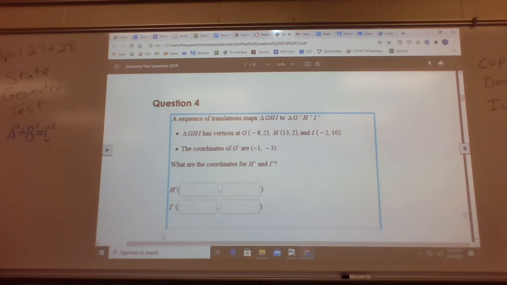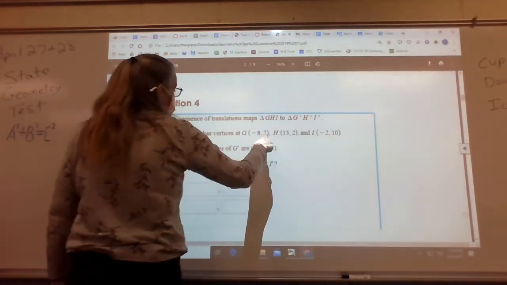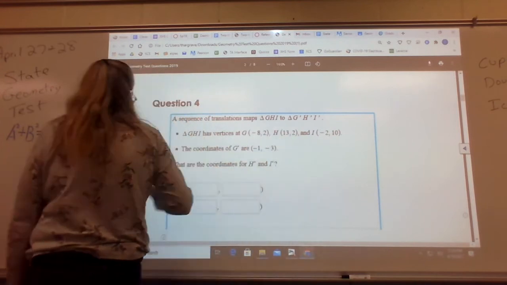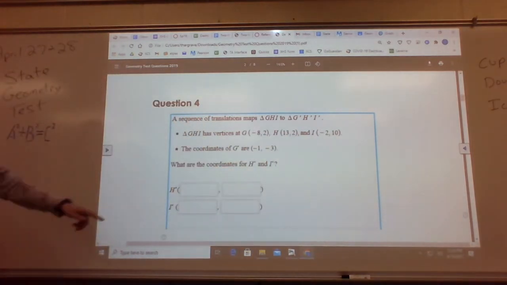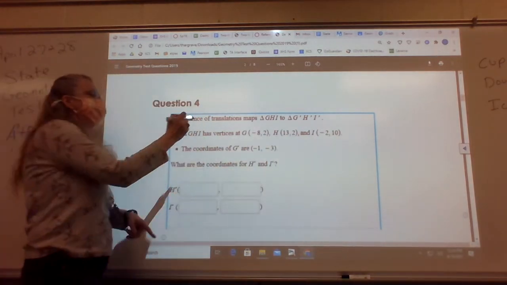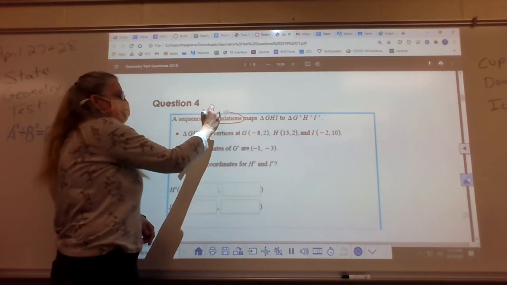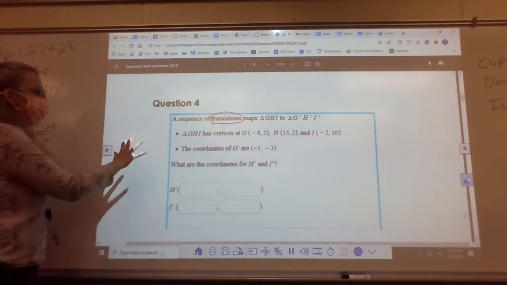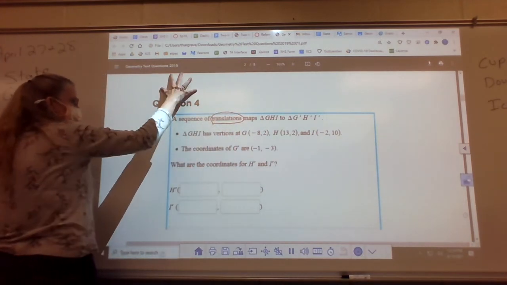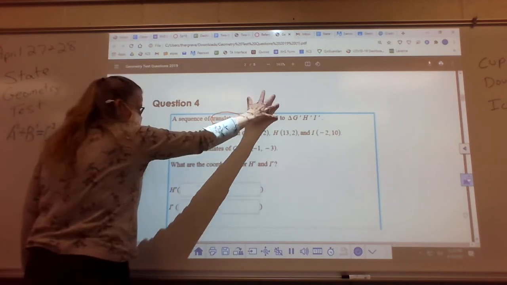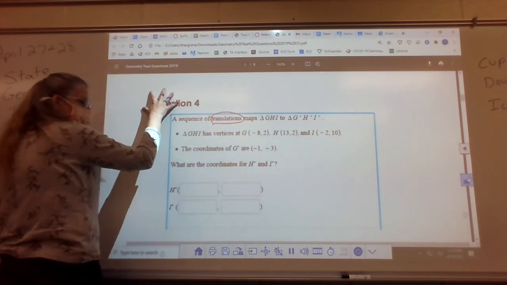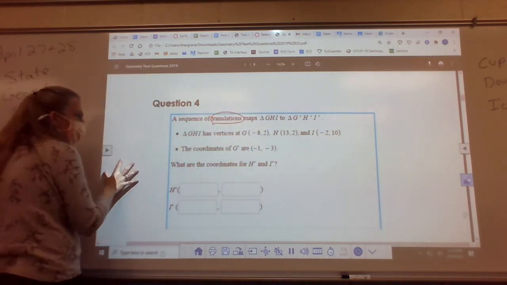Number 4, translations. Hey, we did translations just like 2 or 3 weeks ago. And it's actually pretty close to what we just did. Because I've got my original triangle, and then they said the new triangle after a translation. Remember, translation is just like taking something and sliding it somewhere. So I've got to figure out how did they slide it.